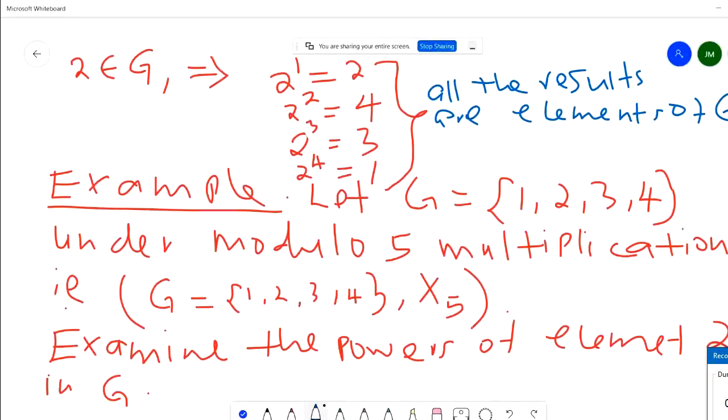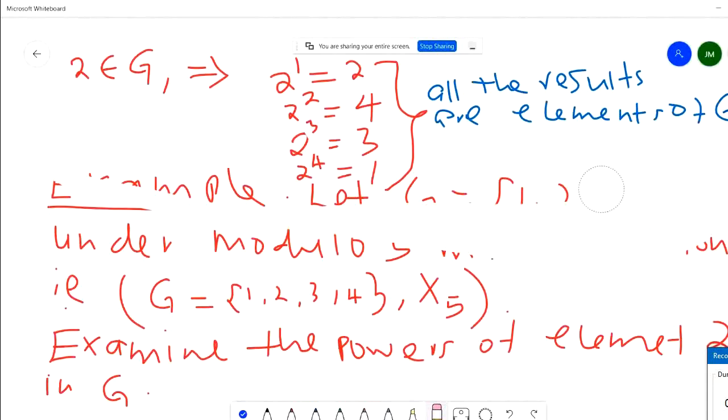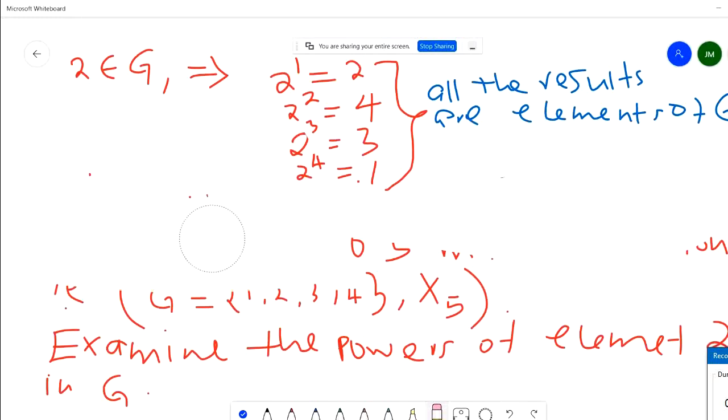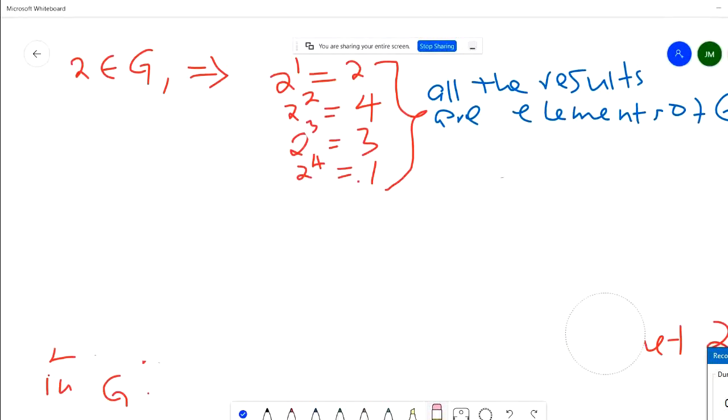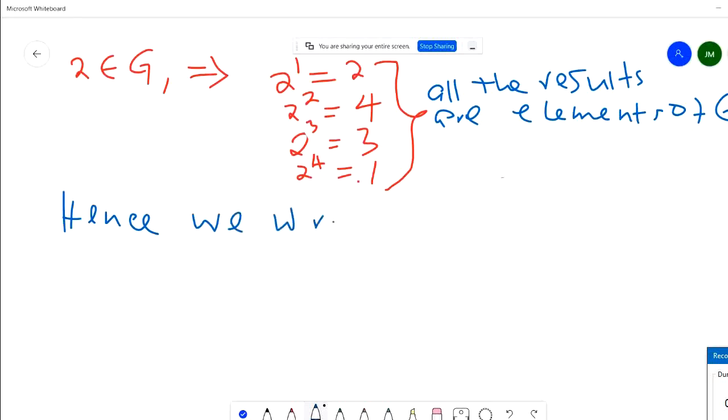So when you have made this observation that up to 2 power 4, you have generated all the elements of the set G, then we write that the set G is generated by 2. It is generated by the element 2.